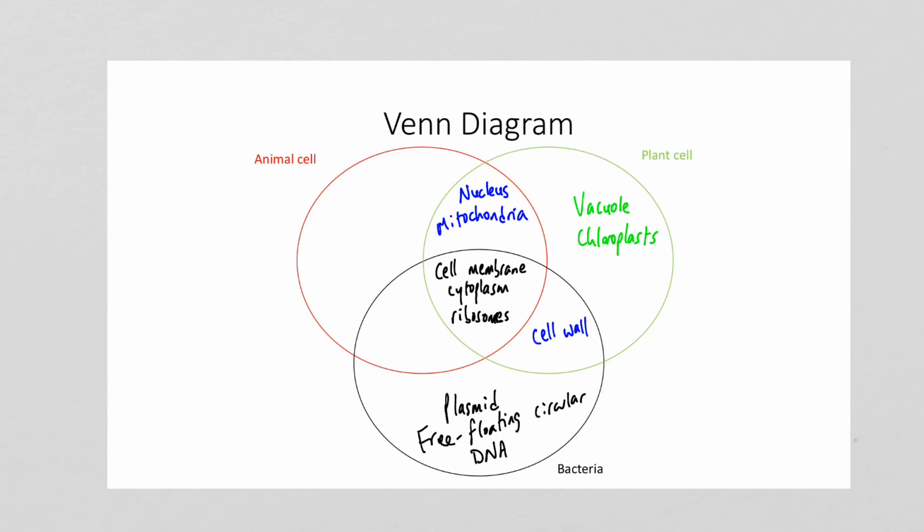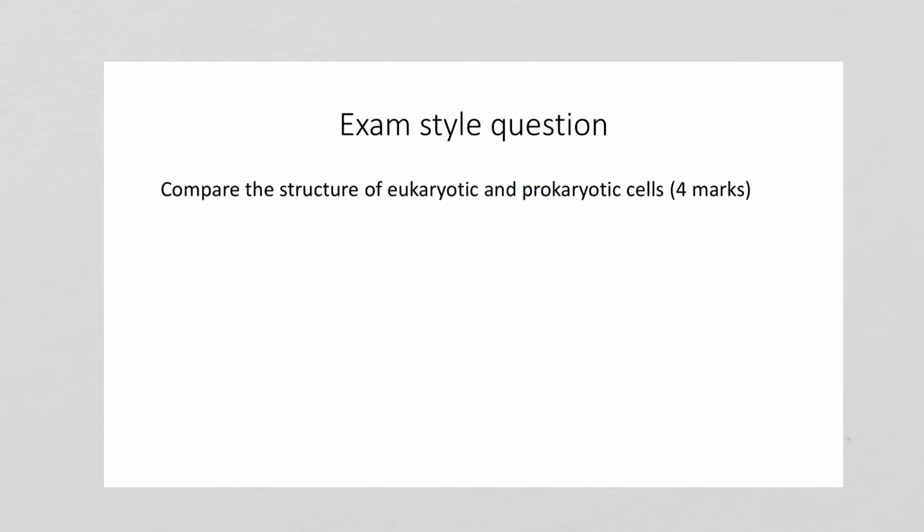Let's look then at an exam style question. Compare the structure of eukaryotic and prokaryotic cells, 4 marks. So as always, we need to start by taking the question apart to make sure we don't write a brilliant answer to a different question. We want to write a brilliant answer to this question. So step 1, I'm going to look for the command word, and the command word is very obvious. It's the first word, compare.